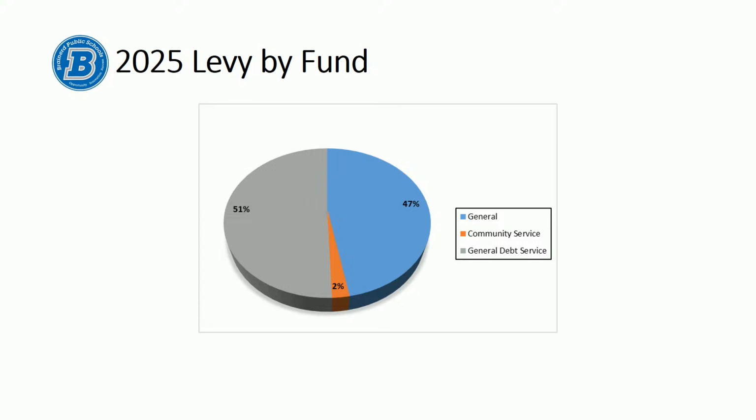So levy by fund, there was a shift. There was a shift in funds this year due to the reduction in the debt service payments. Last year the general fund took up about 35% of the levy. This year we're looking at 47%, and that's with the addition of the alt facilities funding. So we're dropping debt service payments and then adding the alt facilities funding, and those are in different funds. The community service saw no change. It was 2% last year, it's 2% this year. And then the debt service, as I said, went from 63% to 51% this year.